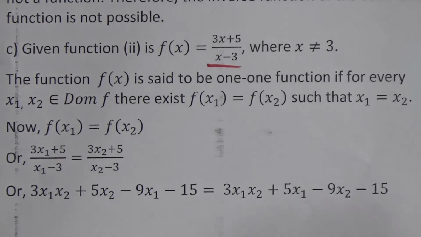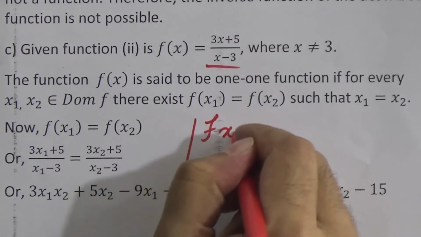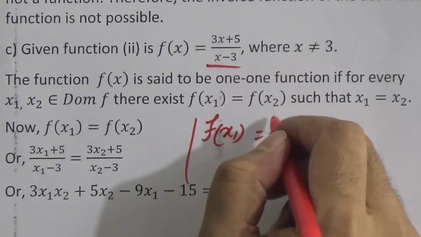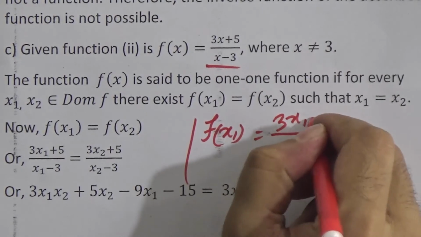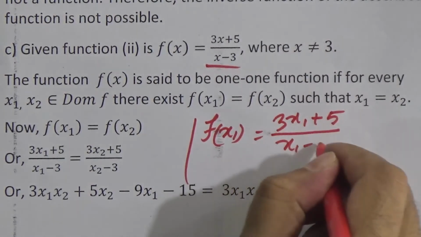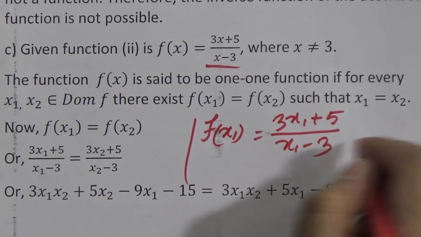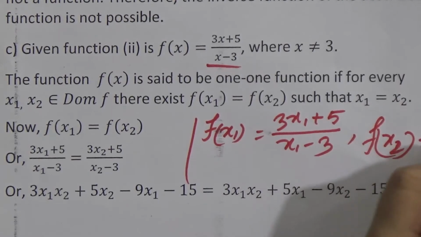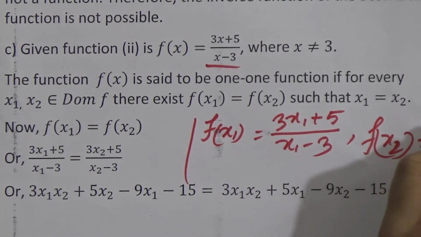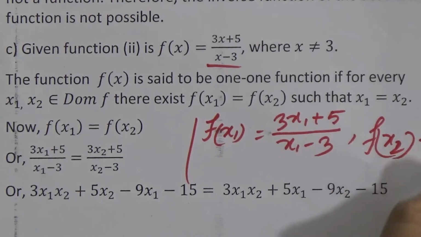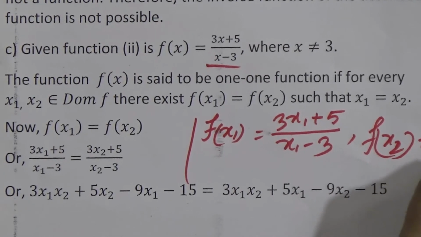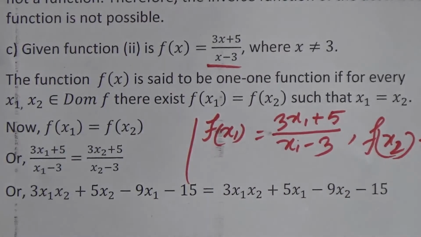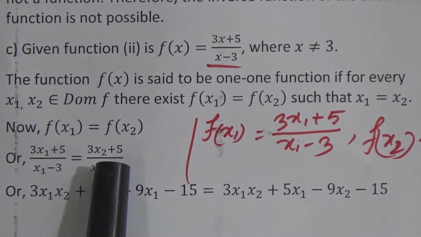How can we get f(x1)? Here f(x1) means we have to put x1 in respect of x. So we can write here (3x1 plus 5) by (x1 minus 3). This will be f(x1), and f(x2) is we have to replace x by x2, so (3x2 plus 5) by (x2 minus 3). So this is f(x1) and this is f(x2). Now put the values of f(x1) and f(x2), then calculate.